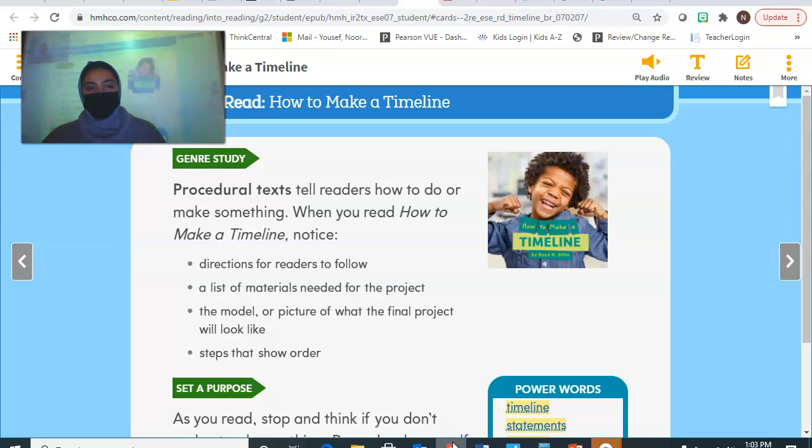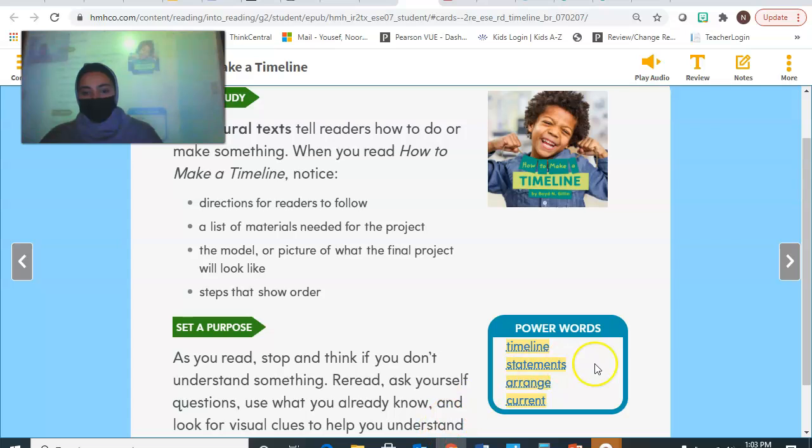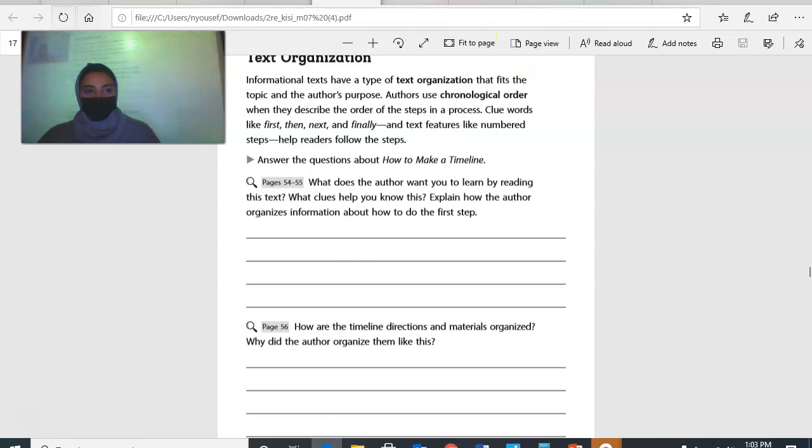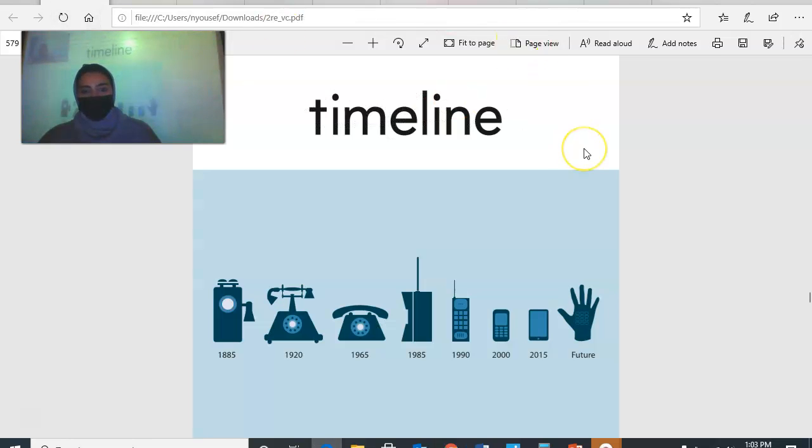All right. How to make a timeline. Very important words that we should know are timeline, statements, arrange, and current. Again, I've already went over this, so I'm just going to quickly go through this again. Timeline. A timeline is the order of events that things happen, the important things, not just any things. So here it has the creation of a telephone in 1885, how the telephone used to look versus how it's going to look in the future versus how it probably looks around our time, right? So that's called a timeline.